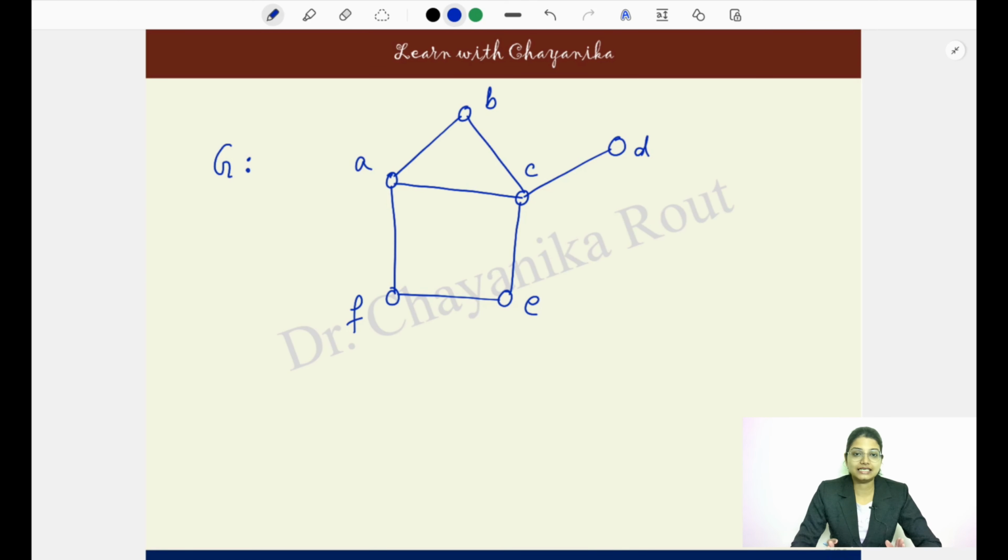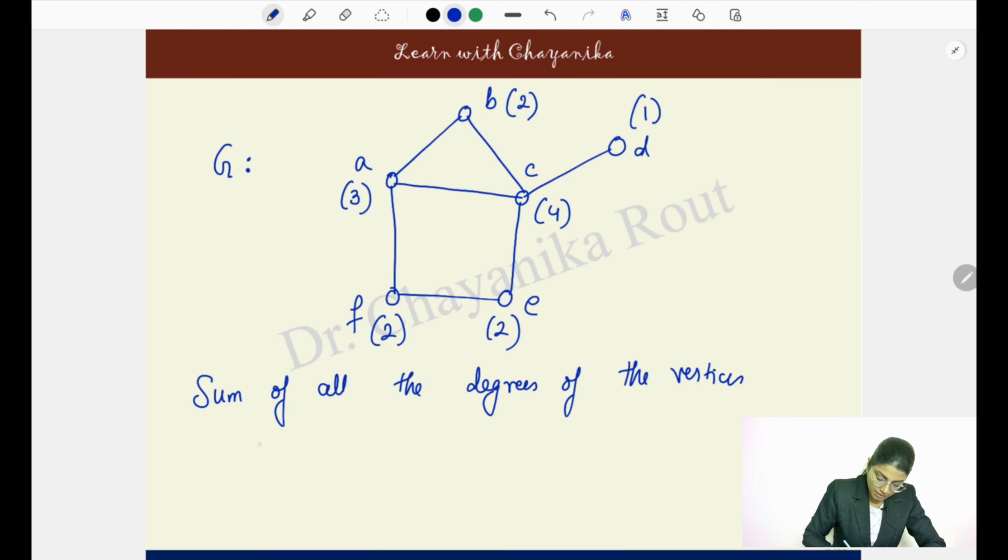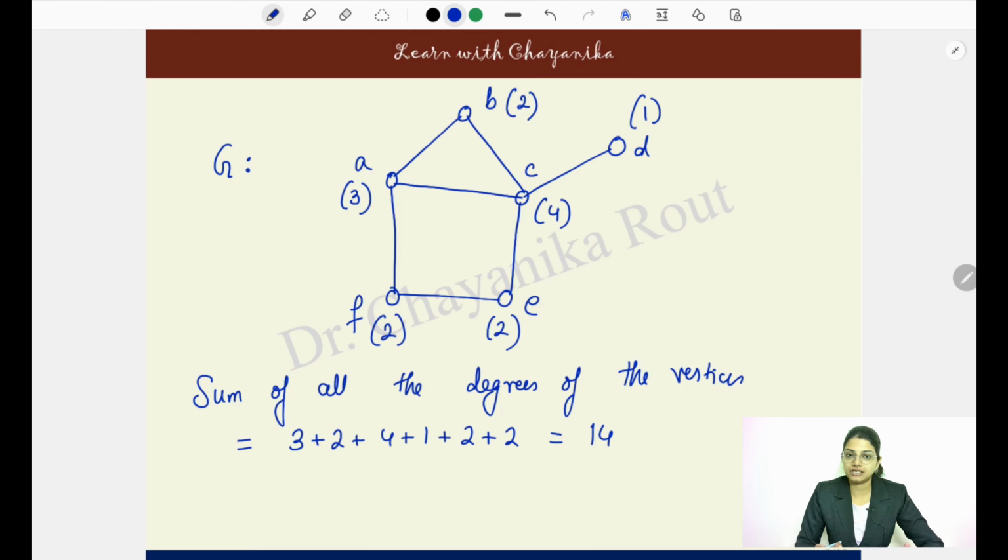Let us now find out the degrees of all the vertices in this graph. Let me write the degrees within brackets. So the vertex A has degree 3, B has degree 2, C has degree 4, D is a pendant vertex of degree 1, E has degree 2 and F is also a vertex of degree 2. Now let us find out the sum of all the degrees of the vertices. So we sum up all the degrees, that would be equal to 3 plus 2 plus 4 plus 1 plus 2 plus 2, that is equal to 14. So the sum of all the degrees of the vertices is 14.